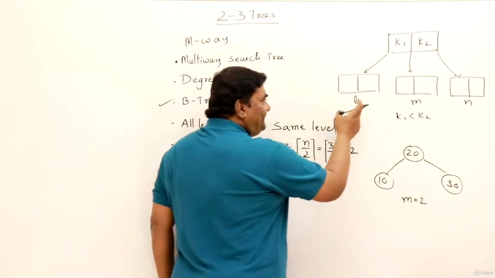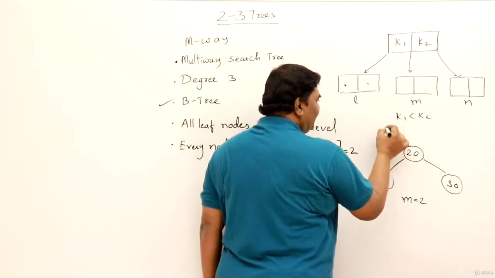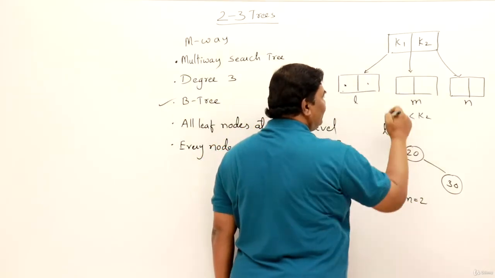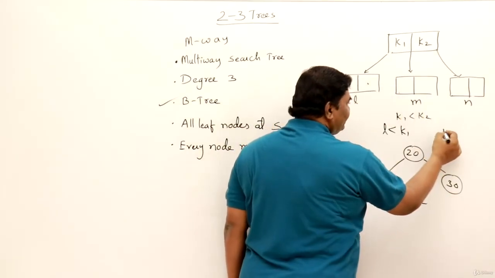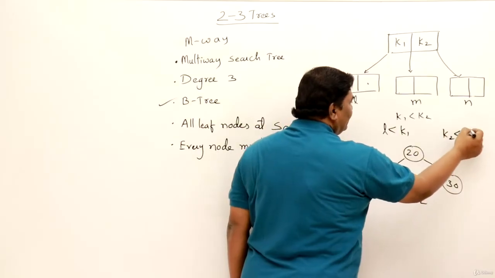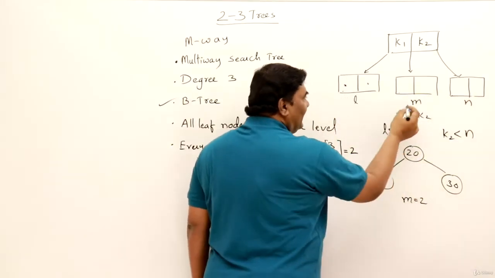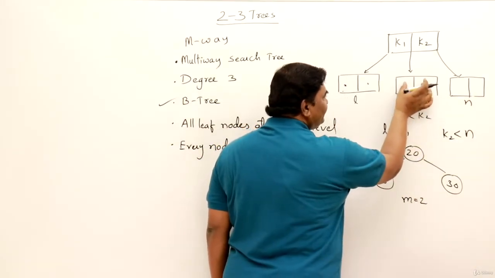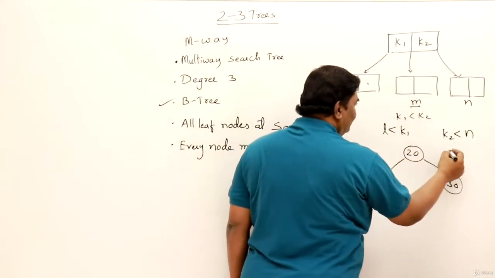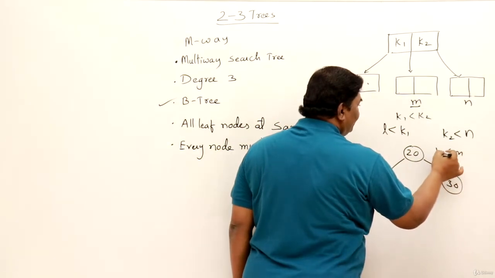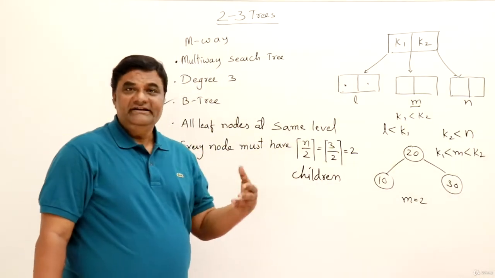Then the second thing: if you check the left child, whatever keys are present there, all the keys must be less than key 1. And if you look at the keys inside N, then all the keys should be greater than key 2, meaning key 2 should be less than all the keys present there. I'm calling it N. And what about M? This node should have keys that are greater than K1 and less than K2. These are the conditions for how the keys must be arranged.